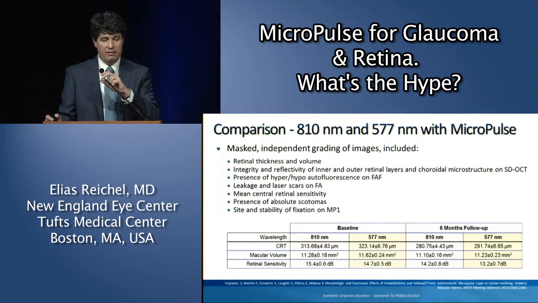If you look at the outcomes of these patients, they were similar, meaning that if you look at central retinal thickness, CRT, you can see that there's a decrease of about 30 to 40 microns over 6 months follow-up after being treated with the MicroPulse laser. In addition, careful examination with reading center revealed that there were minimal laser scars, and there were really no changes on fundus autofluorescence or fluorescein angiography.